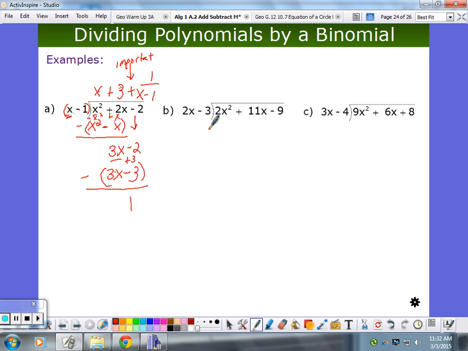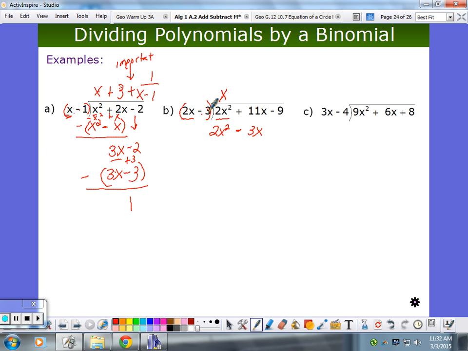Let's try this one. How did I get to 2x squared? Multiply by x. Now let's multiply back. What's x times 2x? And x times negative 3?